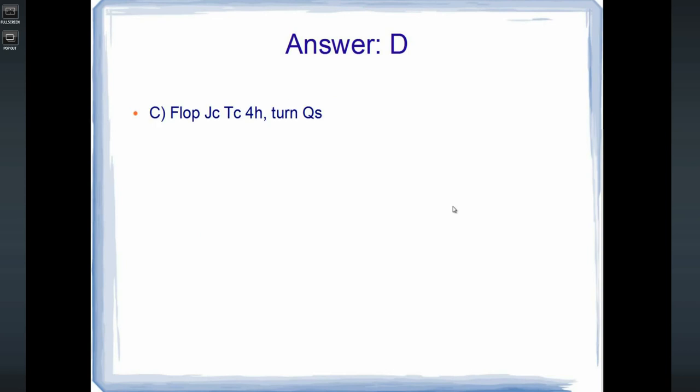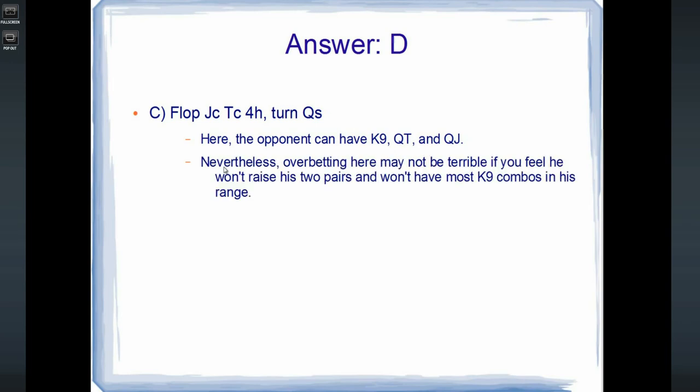Okay, if the flop is jack 10-4 with the turn queen of spades, here the opponent can have king 9, queen 10, and queen jack. And king 9's a really, really good hand. Obviously, queen 10 and queen jack are decent, a good amount weaker than that. But those are still three pretty strong hands the opponent can have. Nevertheless, overbetting here may not be terrible if you feel he won't raise his two pairs and won't have most king 9 combos in his range.